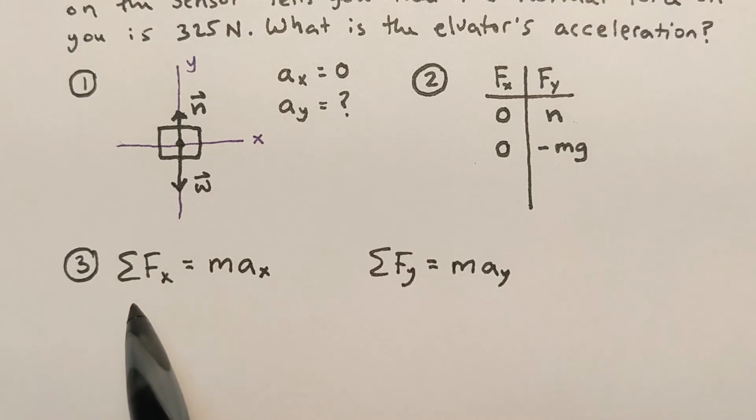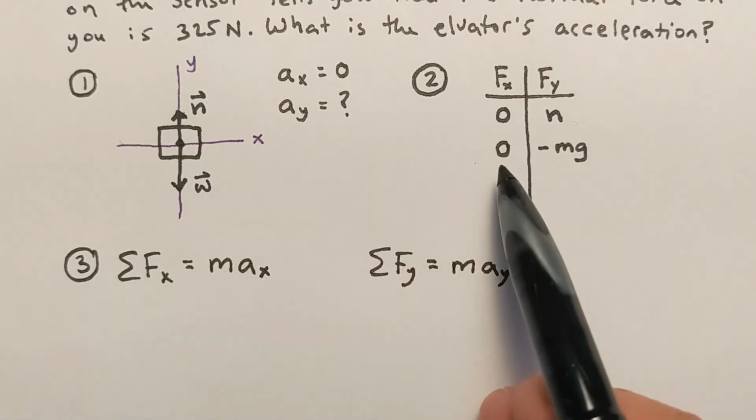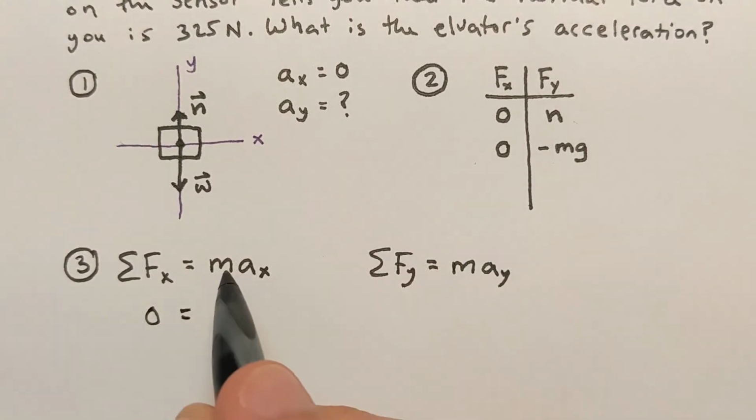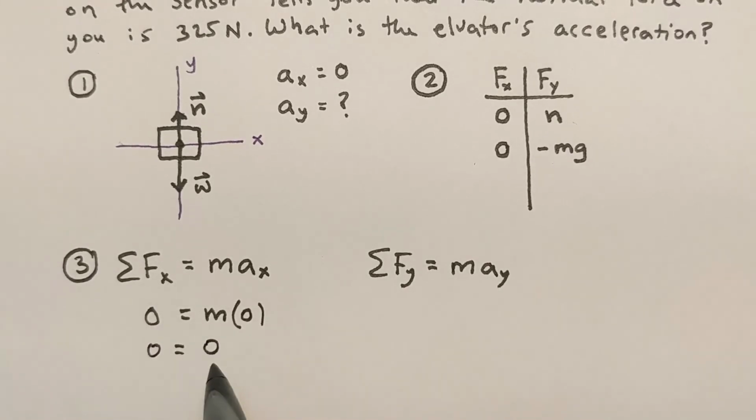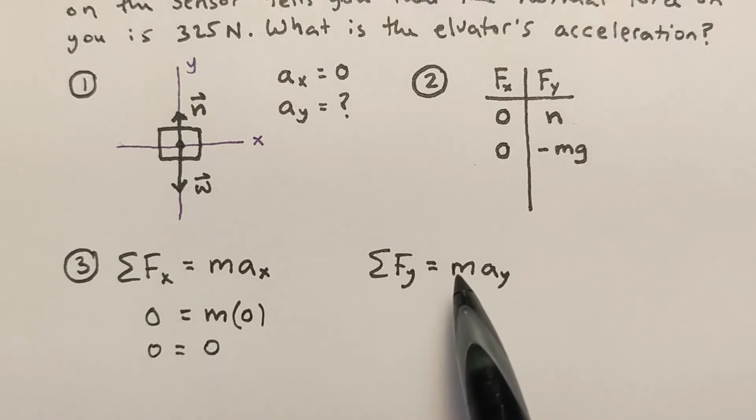Let's take a look at the forces in the x direction. We've got 0 plus 0, which is 0, equals mass times acceleration in the x direction, which we said is 0. So 0 equals 0. Nothing exciting happening in the x direction.